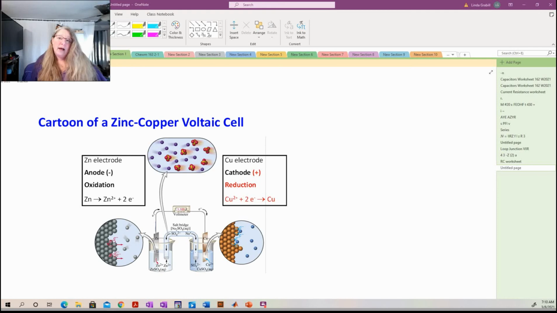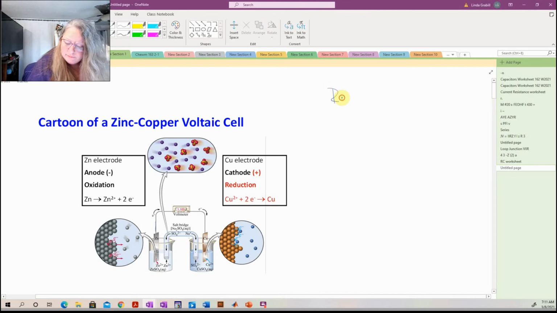Last week we were talking about half reactions and looking at oxidation and reduction and balancing things electronically to see what was being oxidized and what was being reduced. And we defined reduction. Oxidation is loss, reduction is gain. Gain of electrons, loss of electrons.